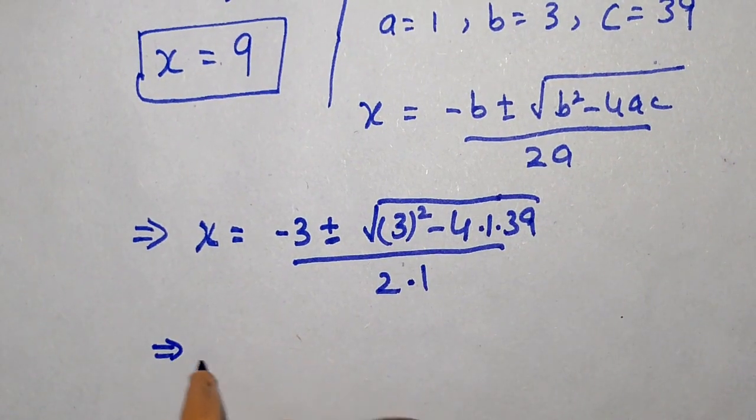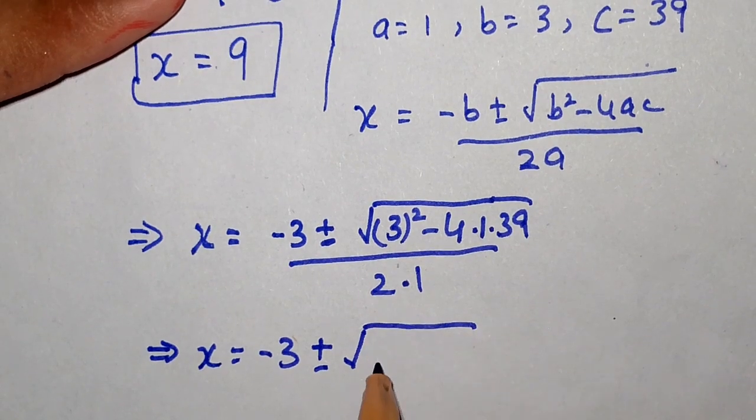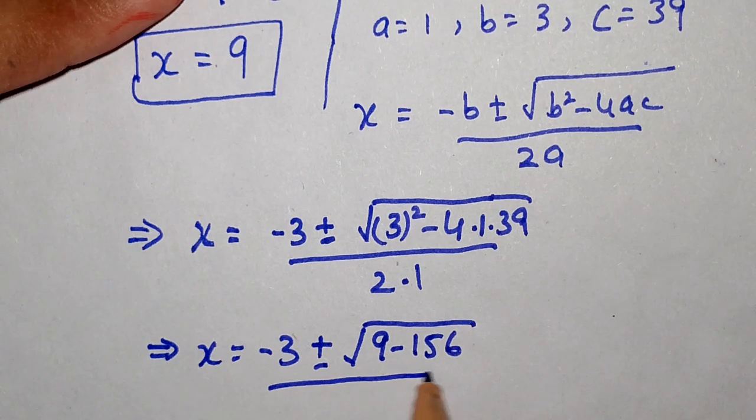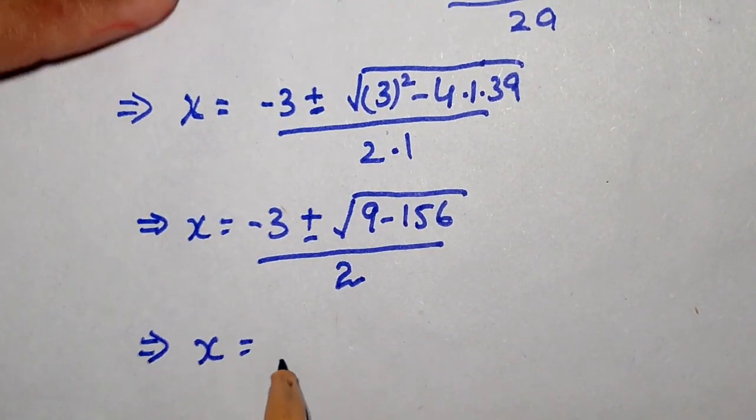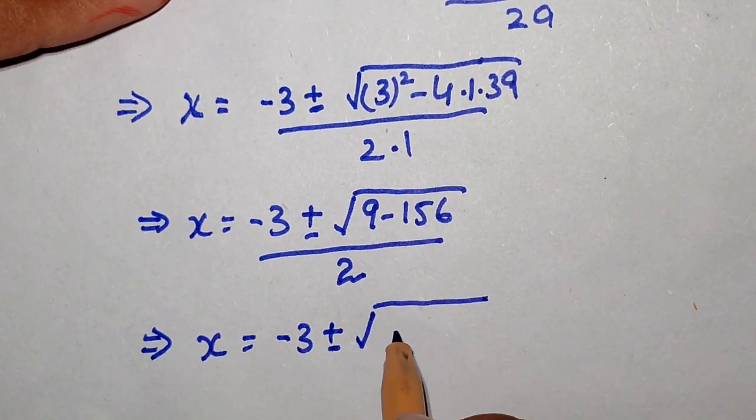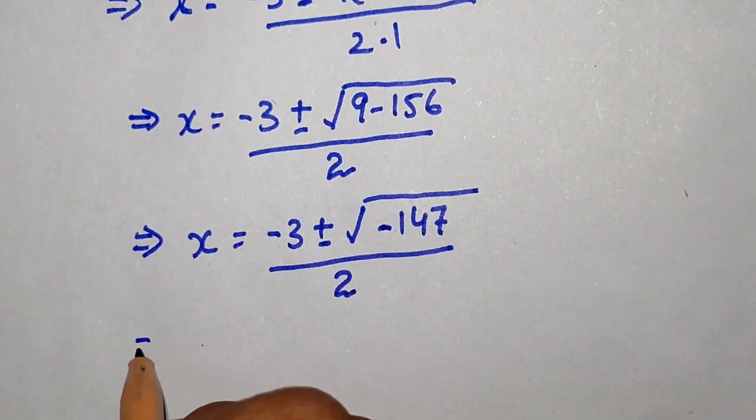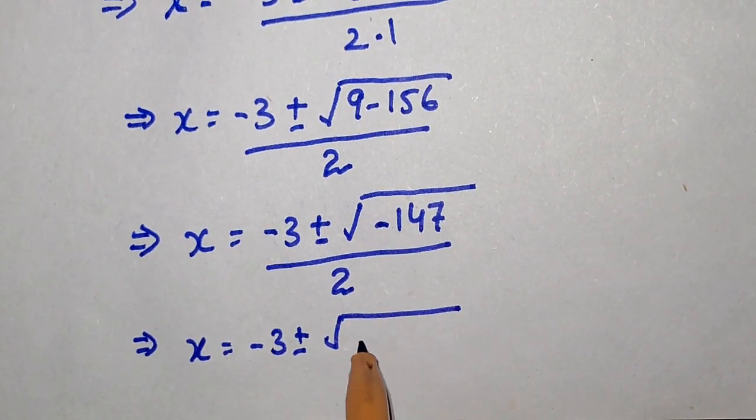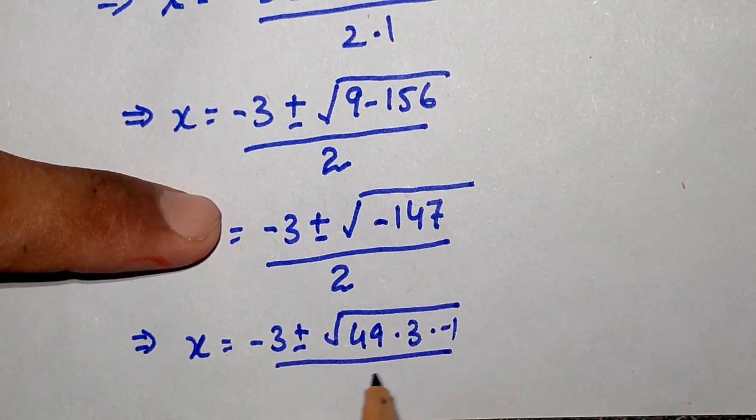Now x is equal to minus 3 plus minus square root of 9 minus 4 times 39. This is equal to 156, divided by 2 times 1 is equal to 2. Now x is equal to minus 3 plus minus square root of 9 minus 156. This is equal to minus 147 divided by 2. x is equal to minus 3 plus minus square root of, this is in the form of 49 times 3 times minus 1, divided by 2.